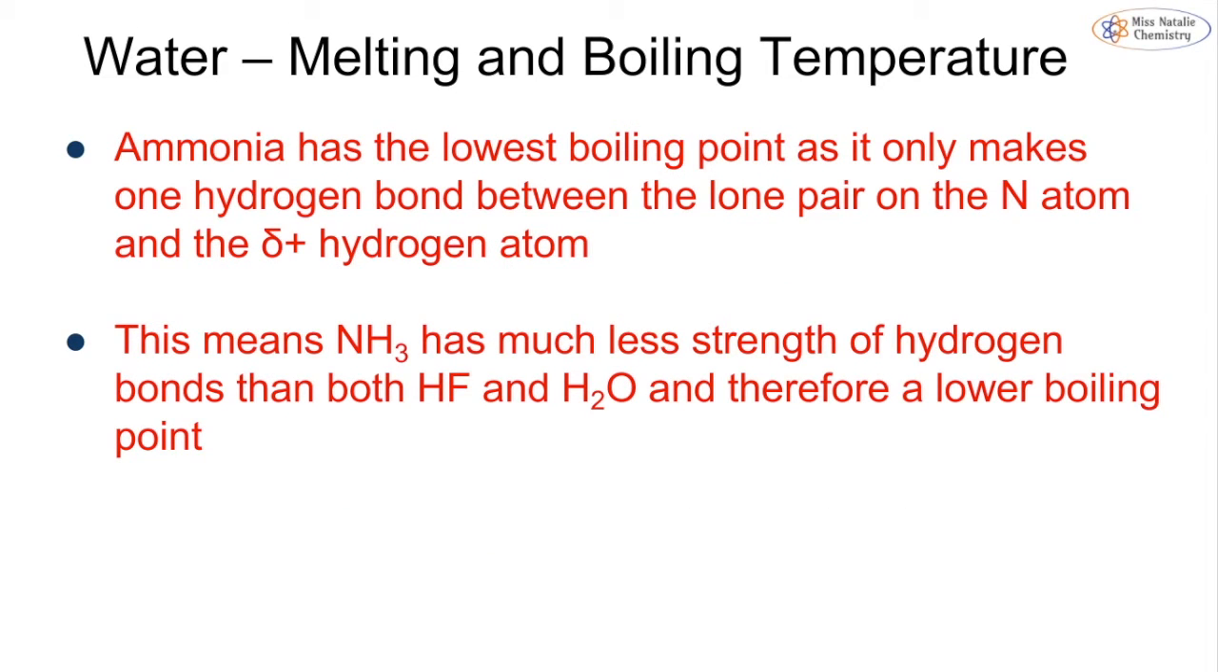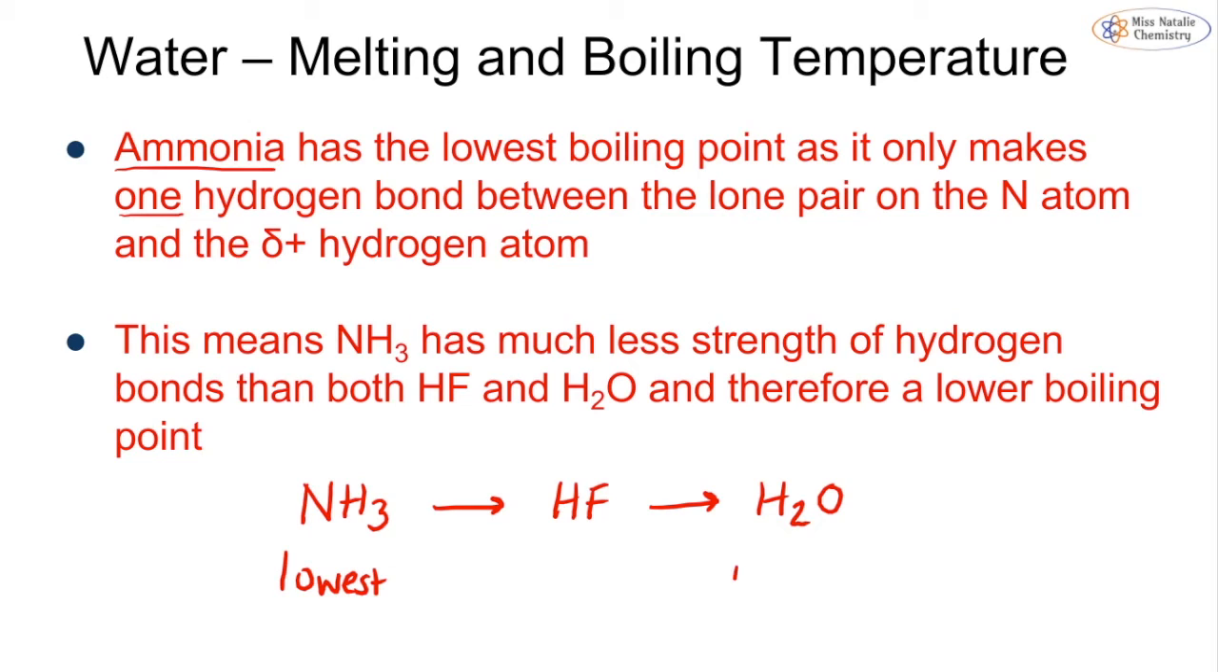Now, ammonia has the lowest boiling point because it can only make 1 hydrogen bond between the lone pair on the nitrogen and the delta positive of the hydrogen. So that's why ammonia is the lowest, then hydrogen fluoride, and then water being the highest. Because here we can make 1 hydrogen bond, hydrogen fluoride can make 2, whereas water can make 4. And as I've said a few times now, the more hydrogen bonds it can make, the more energy required to break them.